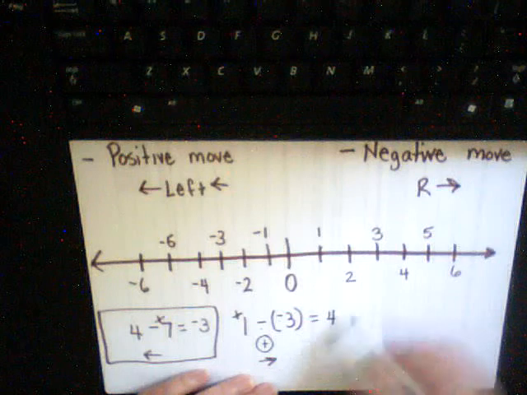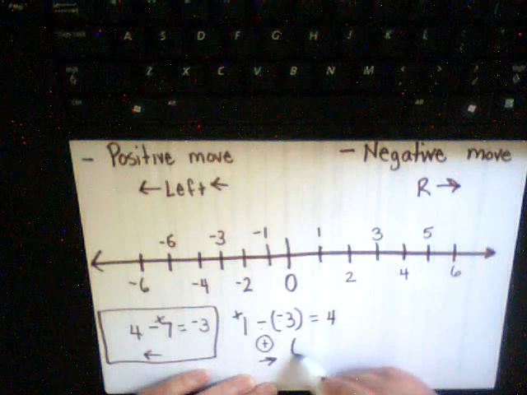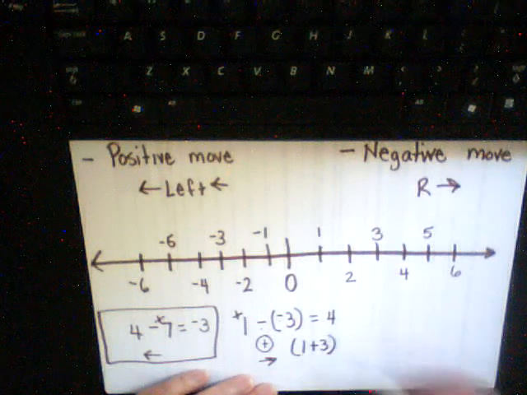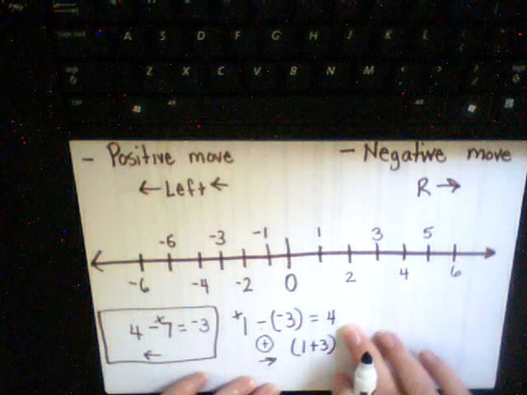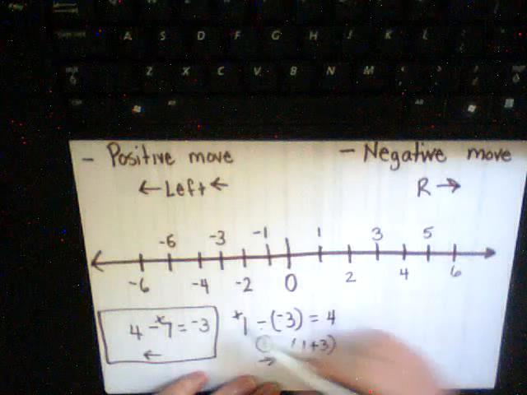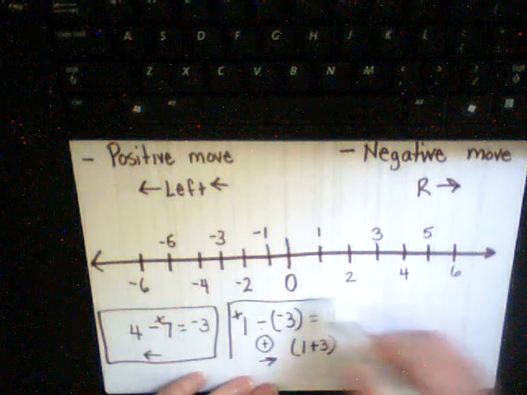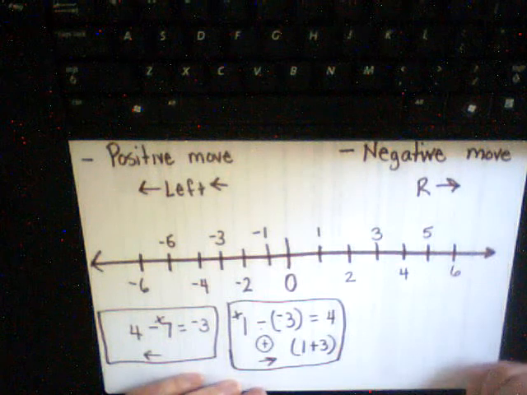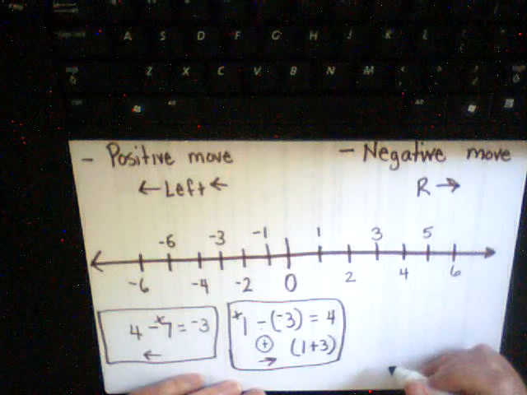So if I did that using my little plus sign, it would be 1 plus 3, and we all know that that equals 4. So that's just one of my little mental quirks that helps me to remember which direction I'm supposed to move when I'm working with positive and negative.